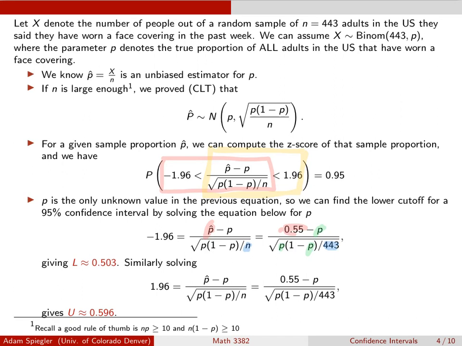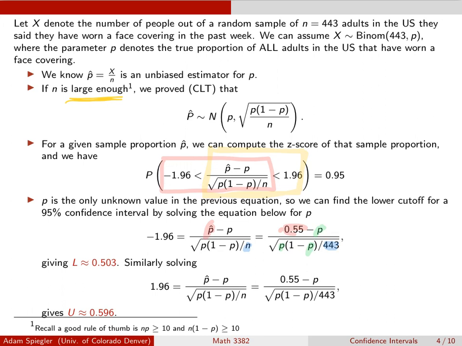One thing I want to mention is that this process works only if we can use the central limit theorem to describe the distribution of sample proportions. For small values of n, the normal distribution is not going to be a good estimate. So the rule of thumb for determining what is large enough is given on the bottom right. We want to make sure that n times p is bigger than or equal to 10, and that n times 1 minus p is bigger than or equal to 10. That certainly is true for this example where we have a sample of 443 adults.